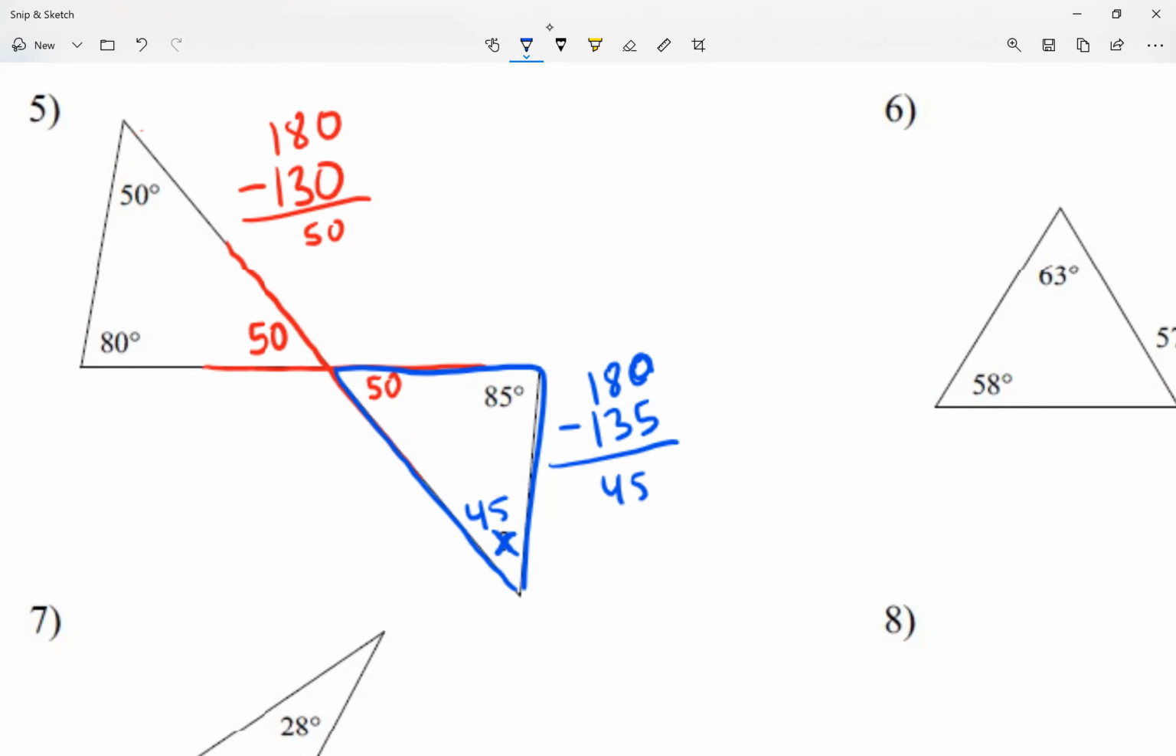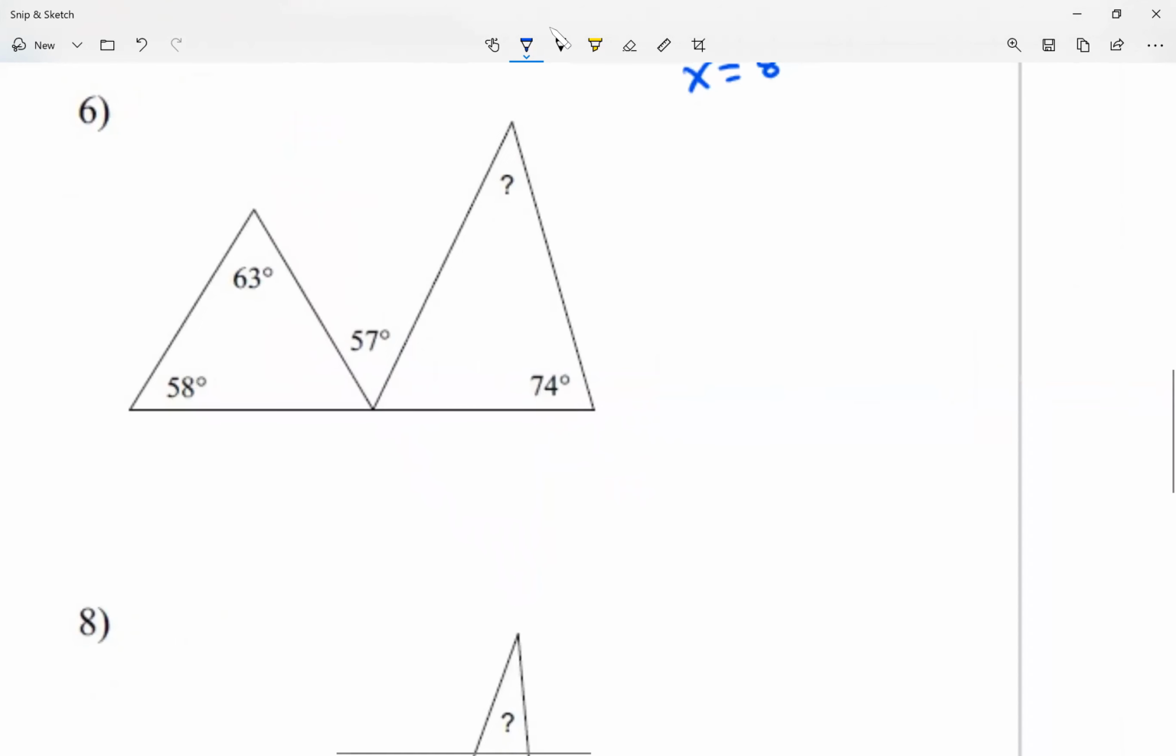All right, that was nice. Let's take a look at question number 6. The question mark, I'm going to call it X. Because again, when we don't know the value of something, we call it a letter. The triangle where X is not the triangle where I'm going to start. Instead, I'm going to start at this other triangle.